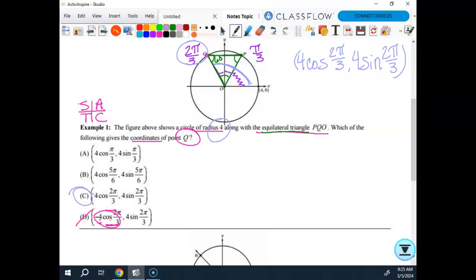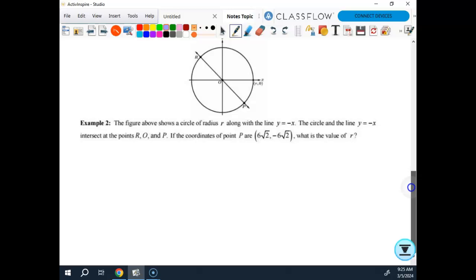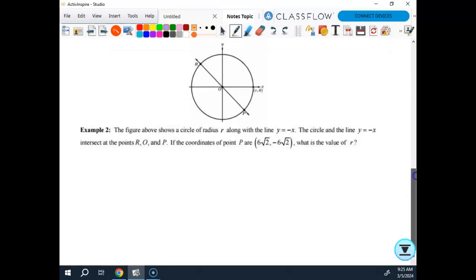So then let's look at this one. We have a circle of radius r along with the line y equals negative x. The circle and the line y equals negative x intersect at point P. The coordinates of point P, that's this point right here, are 6 square roots of 2, negative 6 square root of 2. That's my point P right there. I want the value of R.